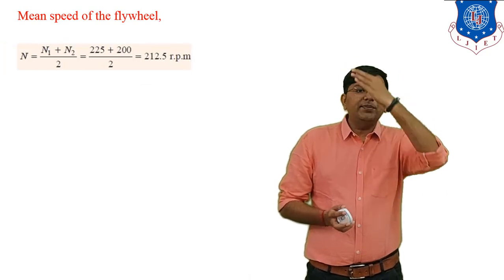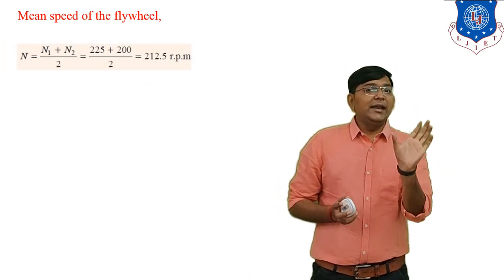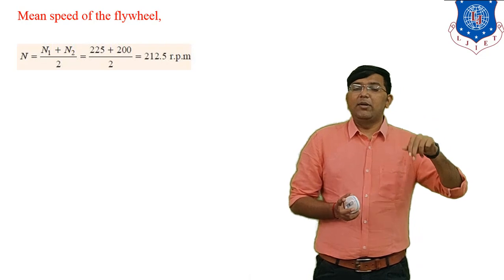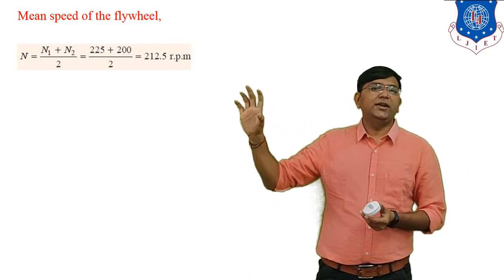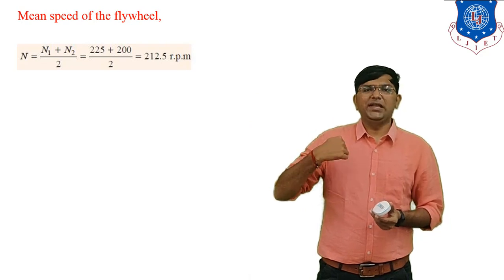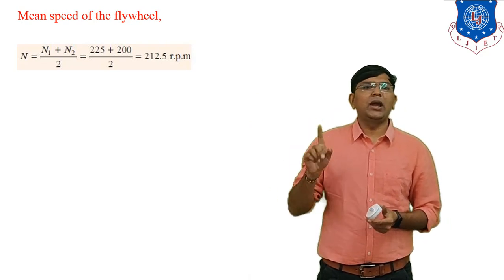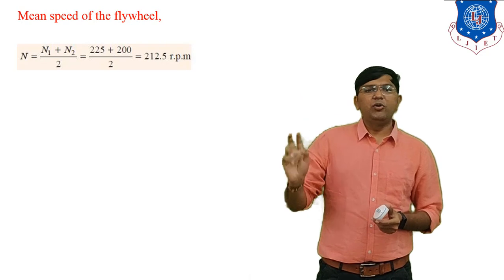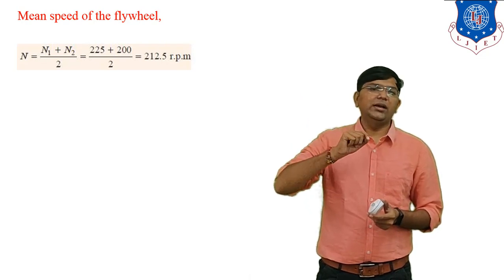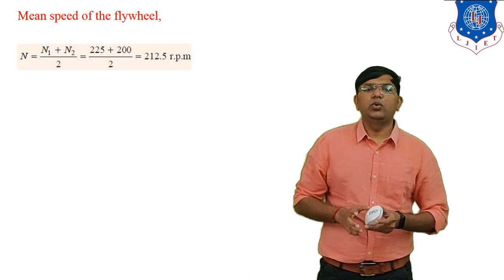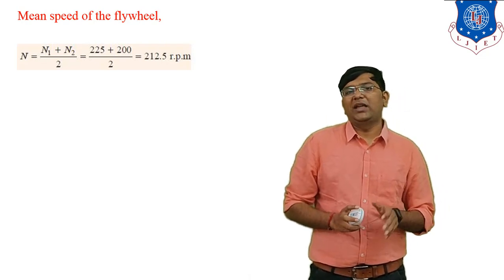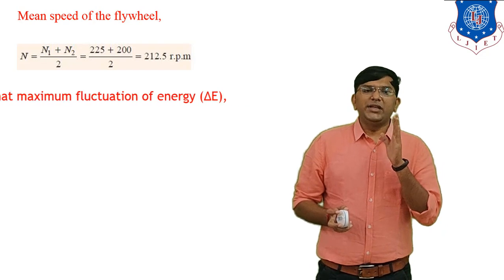Here, now the mean speed of the flywheel. In the data two types of speed are given, maximum speed and minimum speed. If you find the average of those speeds, then you can calculate the value of mean speed. So small n is equal to n1 plus n2 by 2. Put the value of n1 and n2 over here. So 225 plus 200 divided by 2 is equal to 212.5 rpm. That is the value of mean speed.